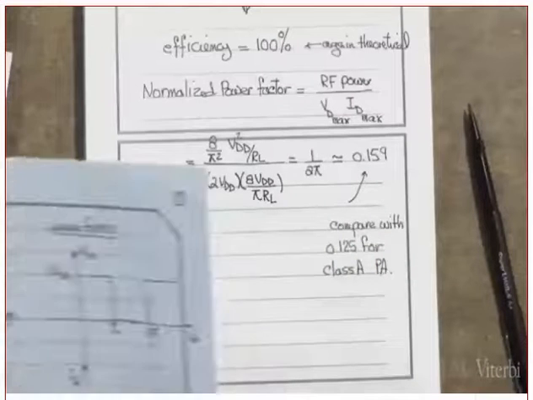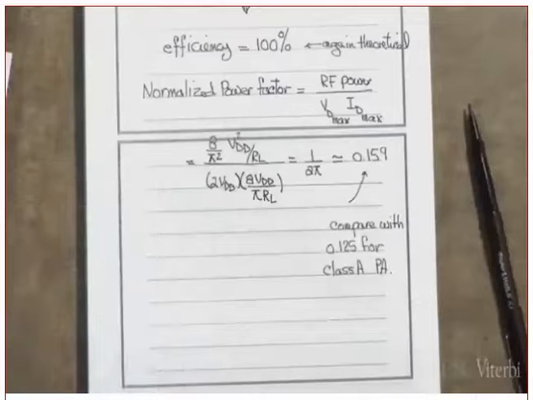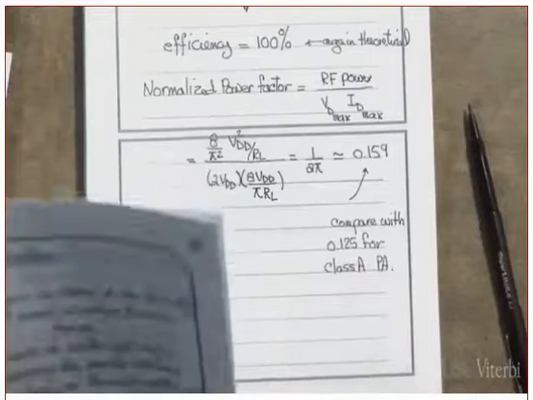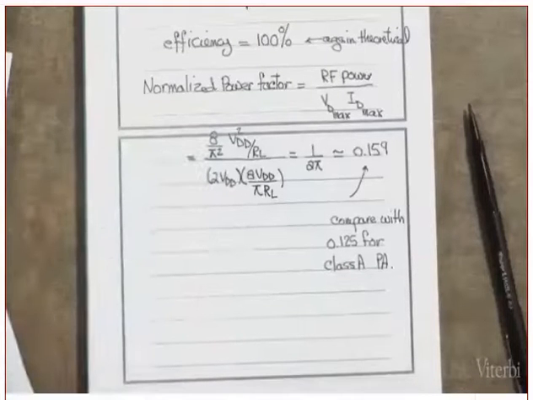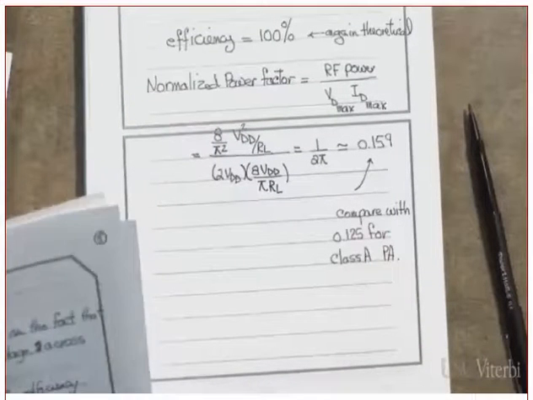Do you remember how much we got for class A? Oh, it's written here, 0.125. Do you remember how much we got for class D? It was like 0.3 something. You follow me or not? So which means it's better than this one. Are you following me or not?